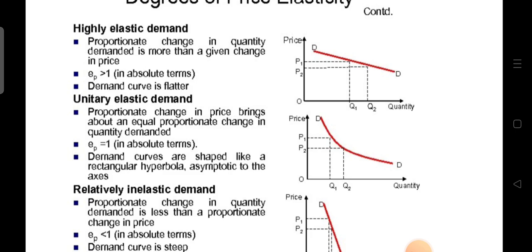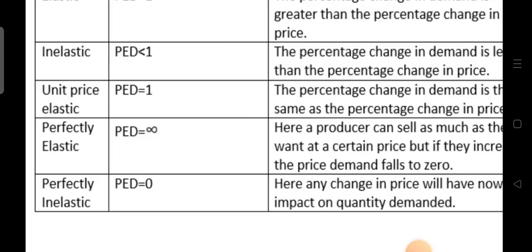We can see in the graph also, when the price is P1, the quantity demanded is Q1. When the price decreased by a greater amount, the demand has only increased in a small proportion. So that's why it is called relatively inelastic demand.